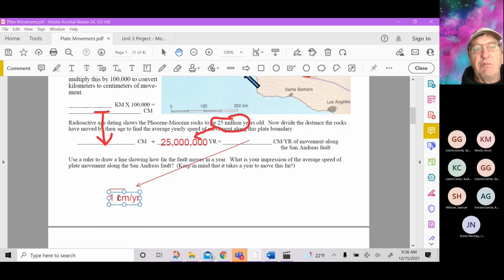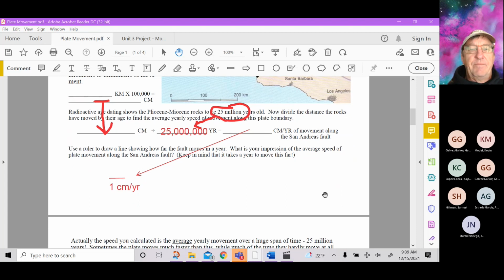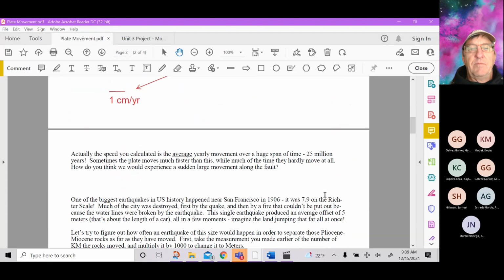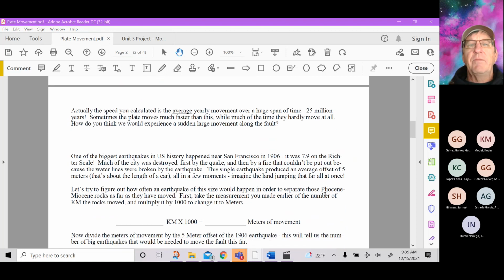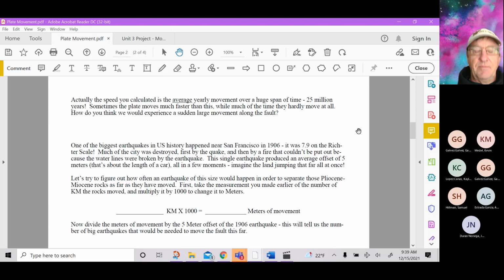Again, I don't think you have exactly 1 centimeter like I drew. I was just showing you how to use this ruler to measure centimeters. When you're done, let's take a moment to save your work. And then we're going to move on to page 2.